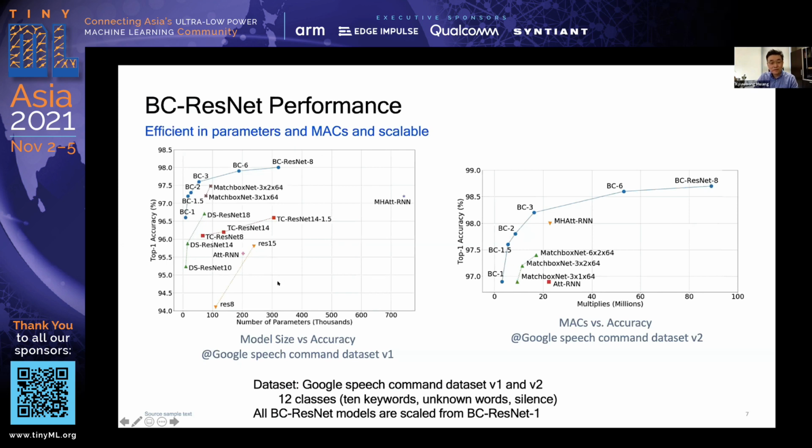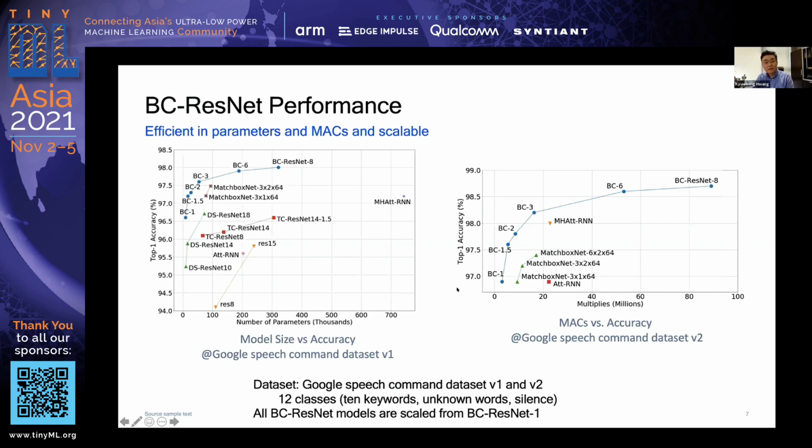It not only saves the number of parameters, it also saves the number of computations. If you see the MACs versus accuracy, then BC-ResNet also outperformed the others. And these results are from the Google Speech Commands keyword detection experiments.